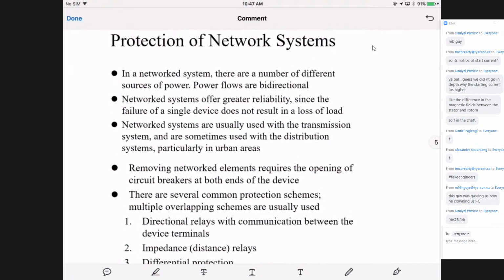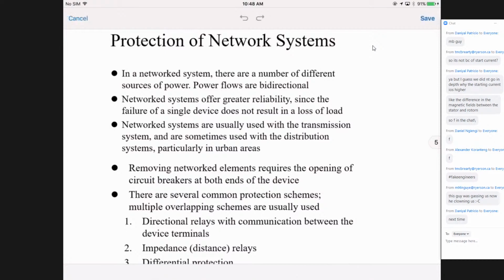Protection of a network. A network means there is more than one source. In a network, there may be different sources, and the power in a line will be bidirectional. The power can flow from left to right, or from right to left. We are talking about one line. The whole network can have flow anywhere, but we look at one piece at a time.